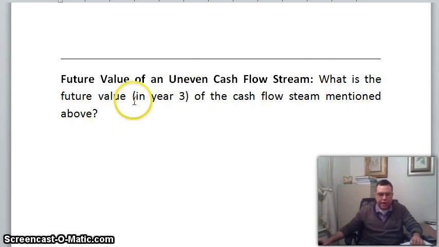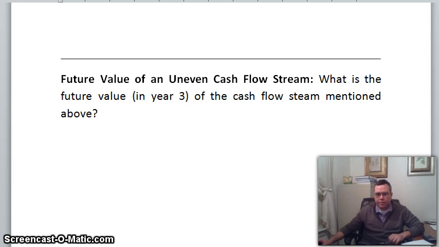This question is a little ambiguous. It's asked for the future value. Oh, actually, I'm wrong. I wrote in there in year 3. Meaning, we just basically want to take that present value and move it 3 years in the future. So the present value was $1,315. We want to find what that's worth 3 years later at an 8% interest rate.